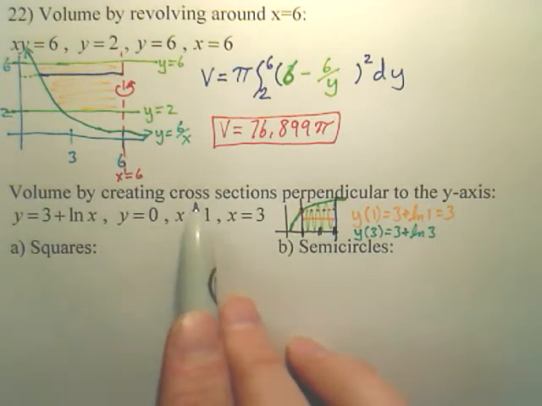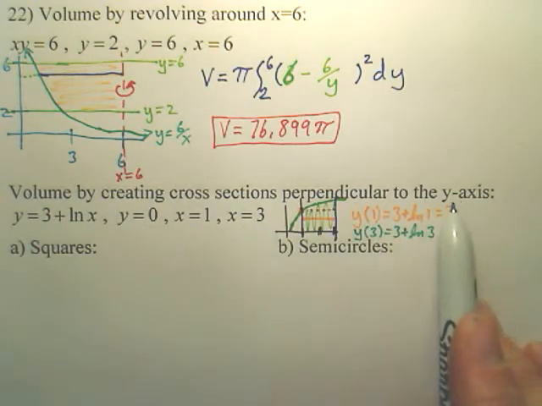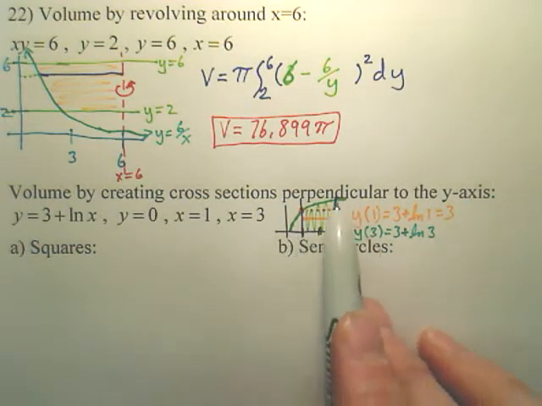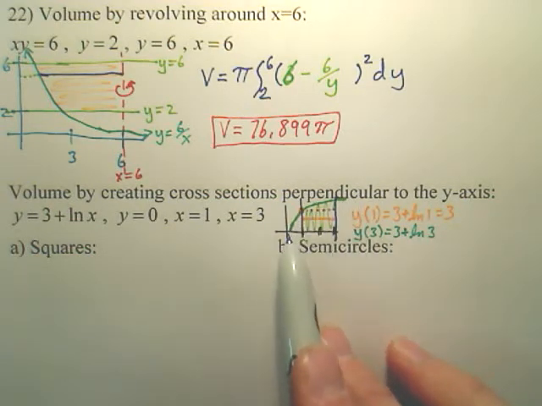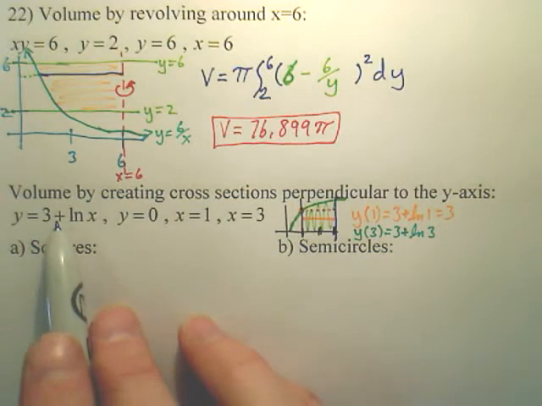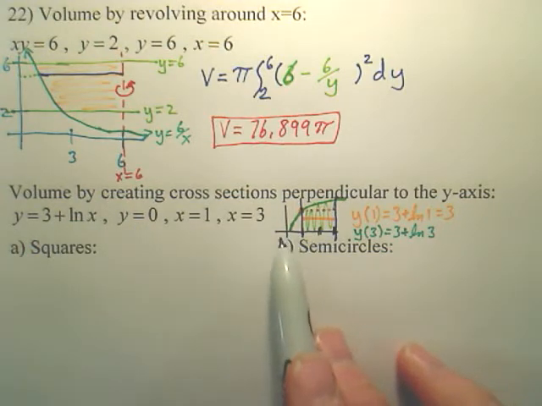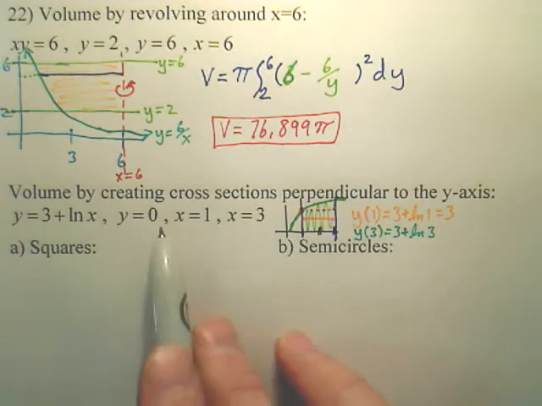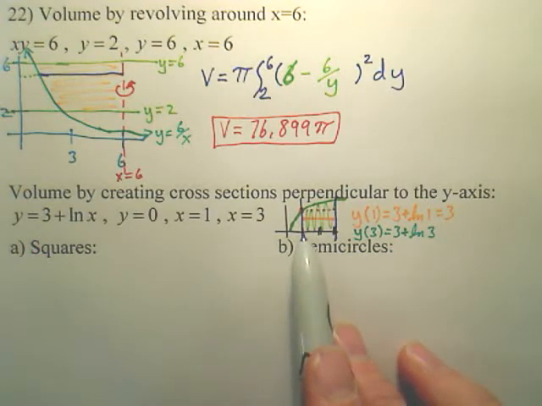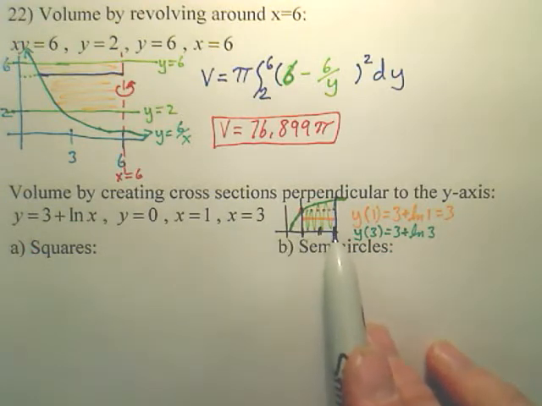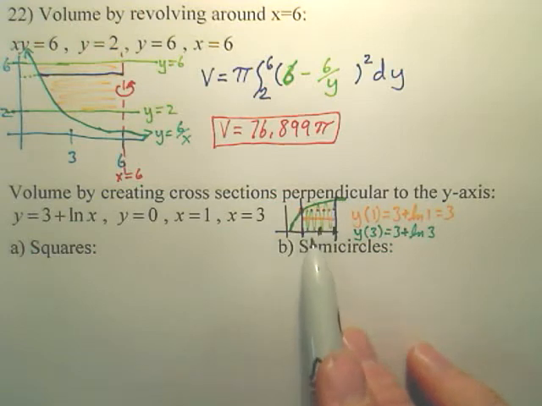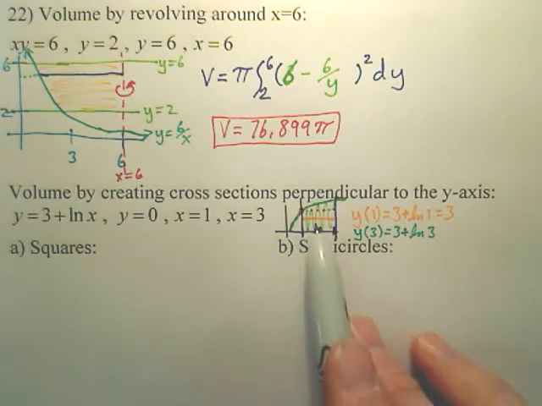Find the volume, creating cross sections perpendicular to the y-axis. So here's my little graph. The green is this graph. Y equals 0 is the x-axis. X equals 1 is this line. X equals 3 is this line. The little green space is what we're dealing with.